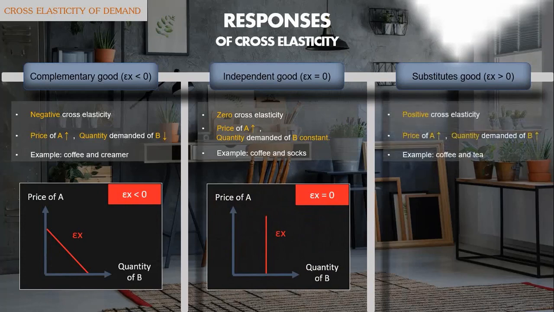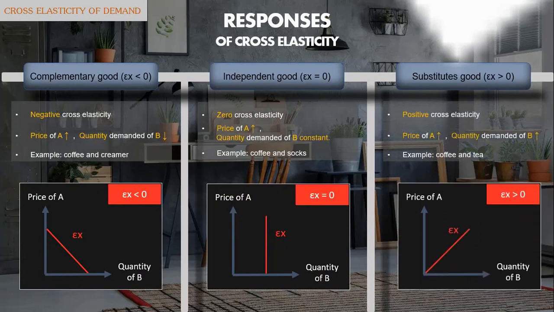Last but not least, for substitute goods, it has a positive value of elasticity of demand which is greater than 0. When the price of a good increases, the quantity demanded for another good will increase too. For example, coffee and tea.